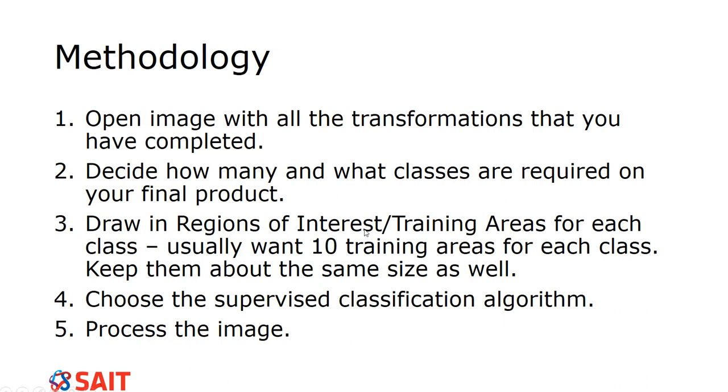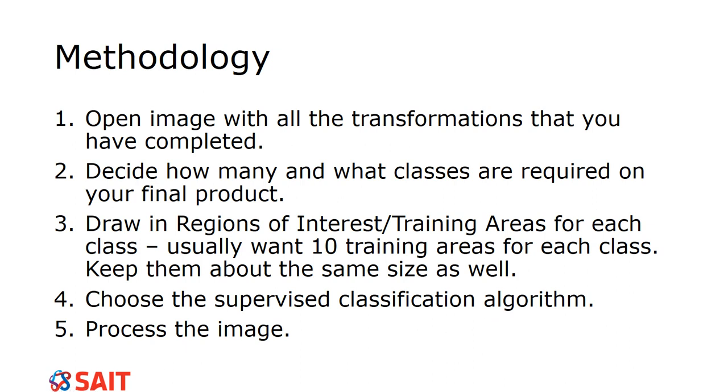But so you're going to draw them in, just by creating the polygon, and then you always want 10 training areas for each class, and keep them about the same size as well. So I know rivers are really hard because they're really narrow. Just make it a really long training area. Then you're going to choose the classification algorithm that you want to do, and then you're going to process it.